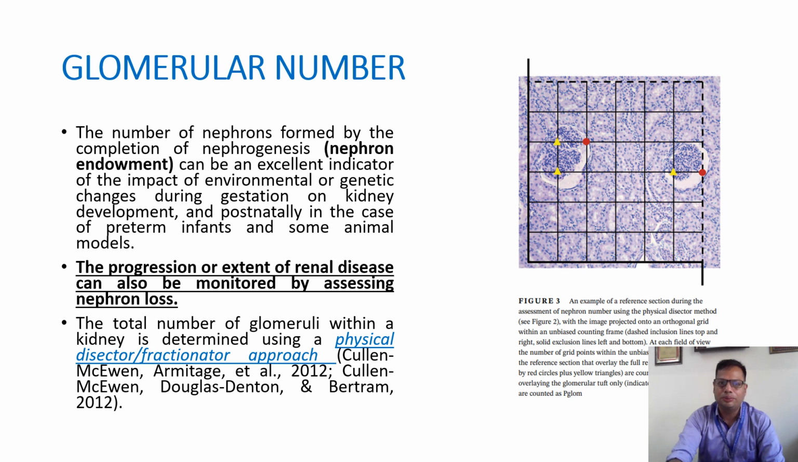The glomerular number, or the number of glomeruli, is important for nephrogenesis, which is an excellent indicator of the impact of environmental and genetic changes during gestation and kidney development. The progression or extent of renal disease can also be monitored or determined by assessing the number of glomeruli. The total number of glomeruli within the kidney is determined by the physical dissector or fractionator approach, which is shown in the figure.